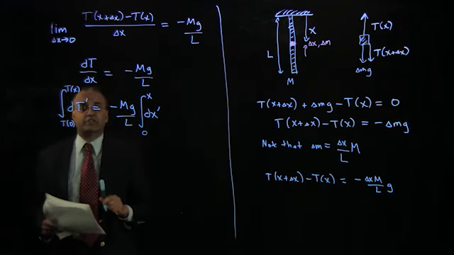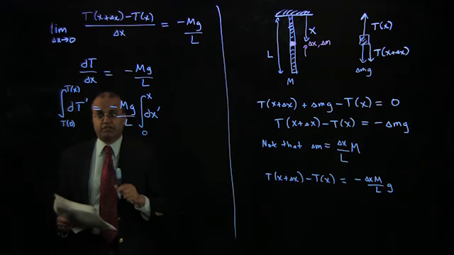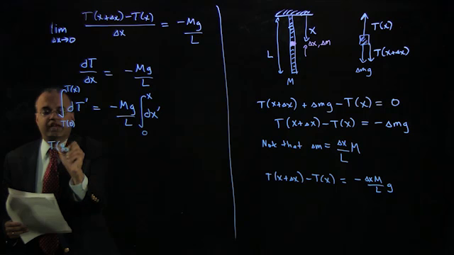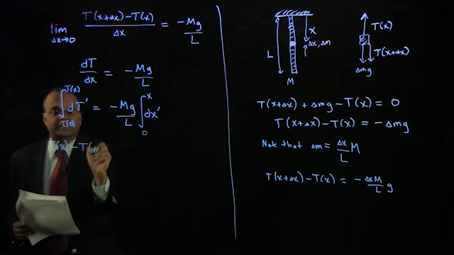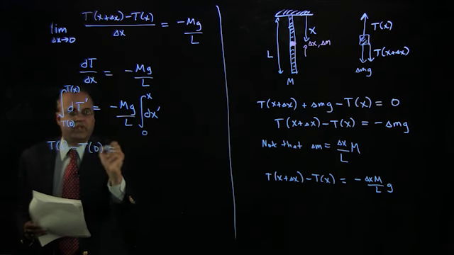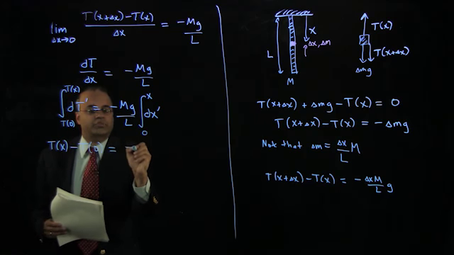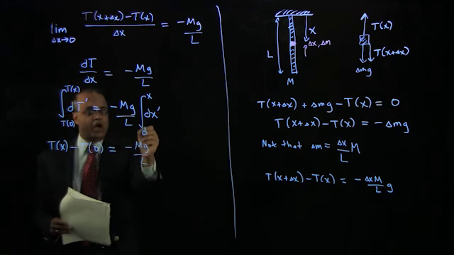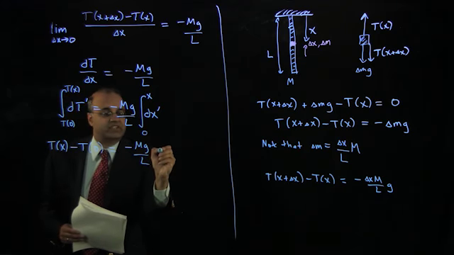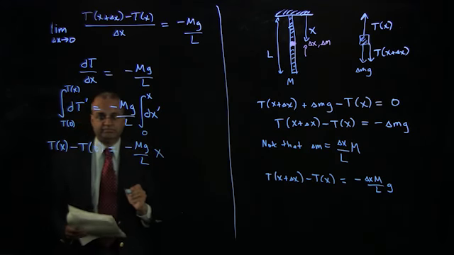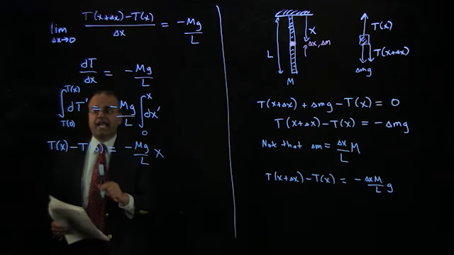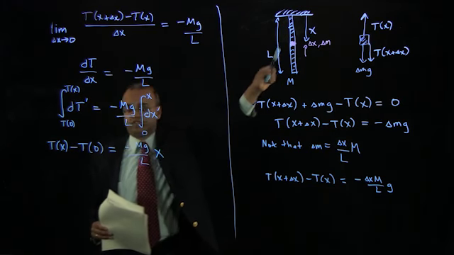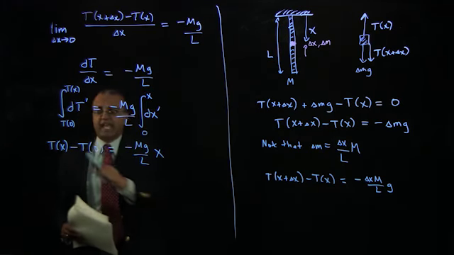On this side, I have the integral of a constant with respect to the tension, and so that's just going to give me t of x minus t of 0, and that's equal to minus mg over L. The integral of dx prime from 0 to x is just x. Okay, so this tells me how the tension changes from the endpoint to some arbitrary position x.